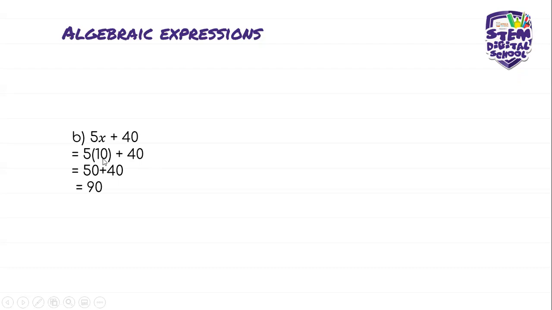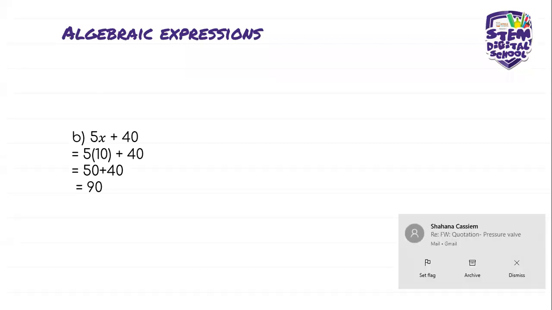And then 5 times 10 gives you 50. I'm sure you agree with me. And 50 plus 40 gives you 90. So this is the evaluated expression of B. The value of the expression will be 90 if and only if x is equal to 10. If the value of x can change, surely the value of the expression will also change. But for now, the value is 90 because the x value is 10. I hope that you have looked at the two examples, and I hope that they make sense.